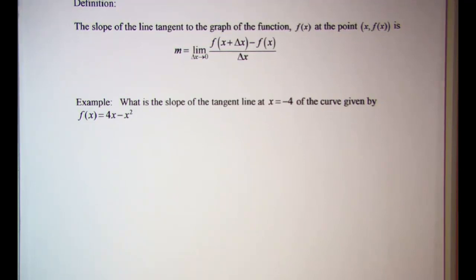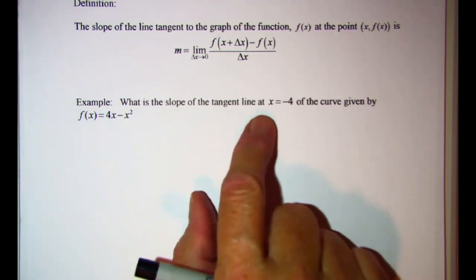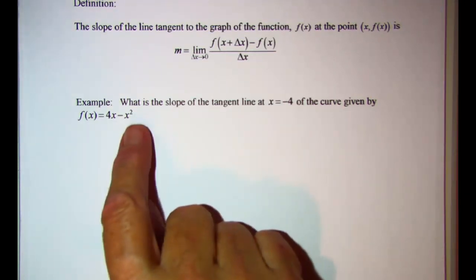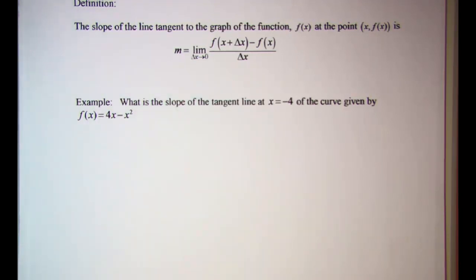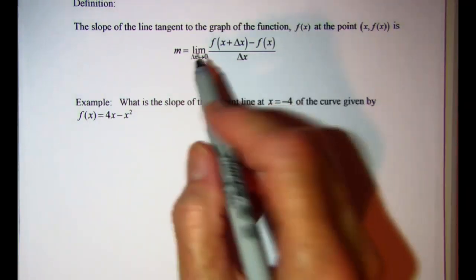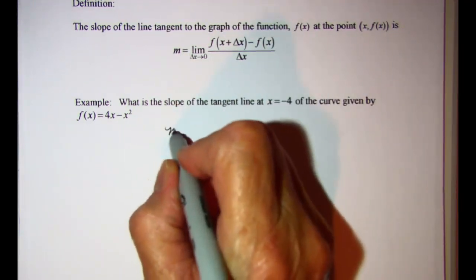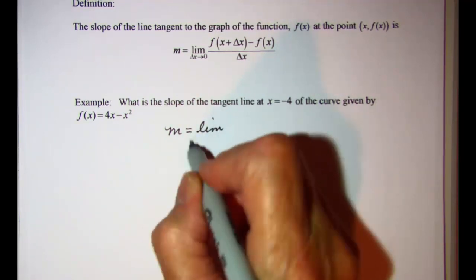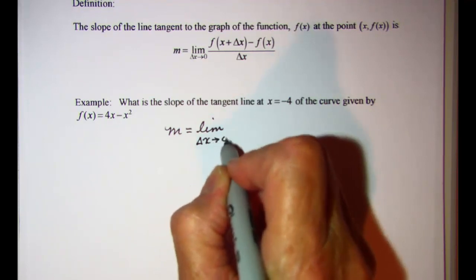In our example, we're asked to find the slope of the tangent line at x equal -4 of the curve given by f of x equals 4x minus x squared. We're going to use this definition. So we write m equals the limit as delta x approaches 0.